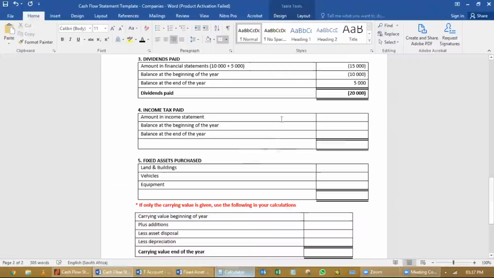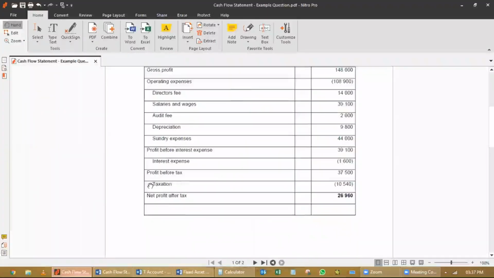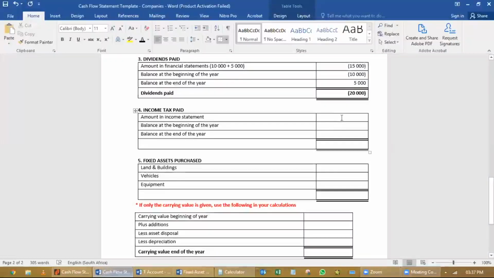So let's go down here. Right, so this note says, what is the amount in the income statement? So this tells you, what is your amount for income tax from your income statement? How much is that? Then I go to my income statement. I look, where is my tax? It's over here. So we would normally write here income tax. They just wrote taxation over here. But my income tax is 10,540. And it's in brackets because I've already paid it. Right. So it's 10,540. Let me just double check. You know me and my dyslexia.